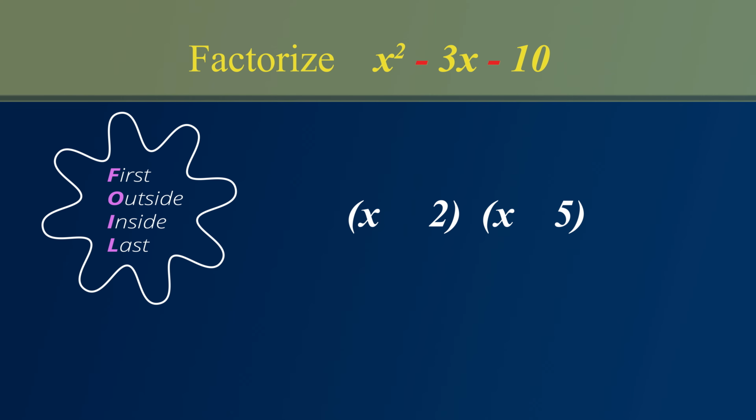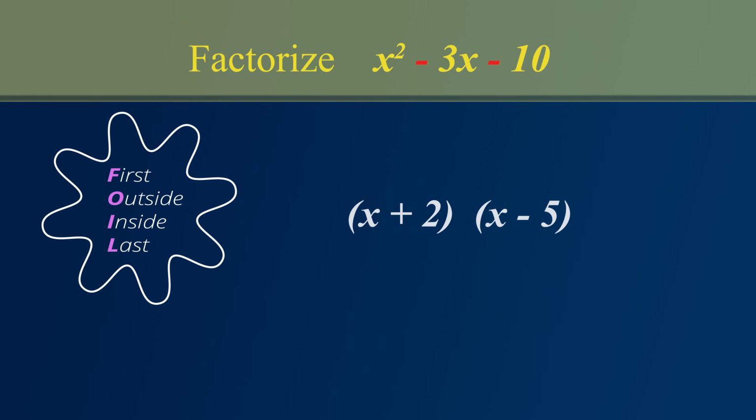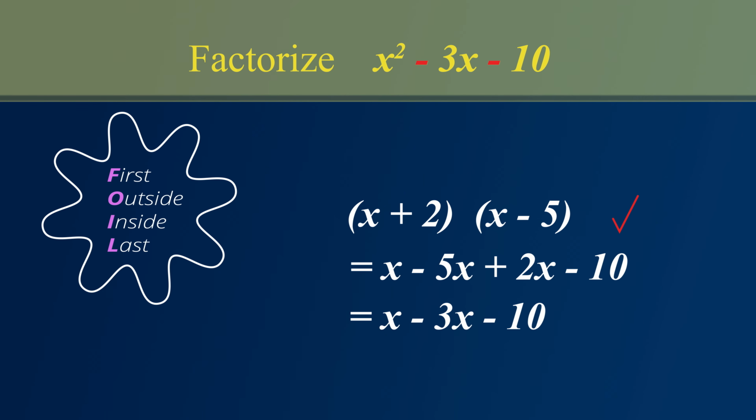The negative signs in the question indicate there must be at least one negative sign in the answer. But how many negative signs and where are they? Well, to get the negative sign in front of 10 indicates there must be one negative sign in one parenthesis and the other parenthesis must have a positive sign. Let's try x minus 2 times x plus 5. Use FOIL. No, that isn't correct. So let's try x plus 2 times x minus 5. Yes, that is correct.